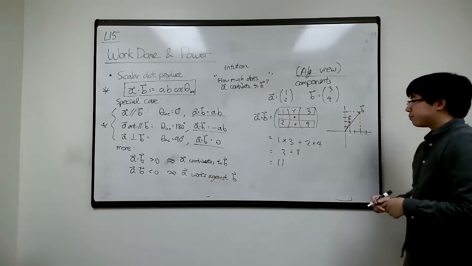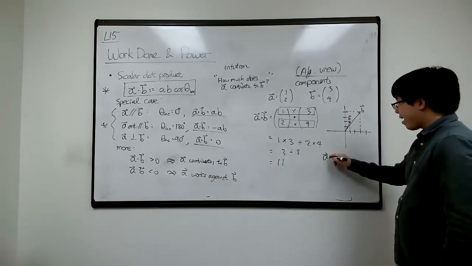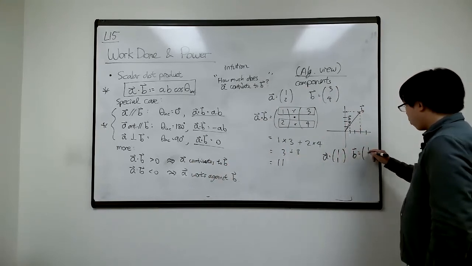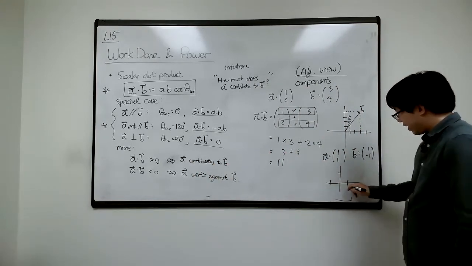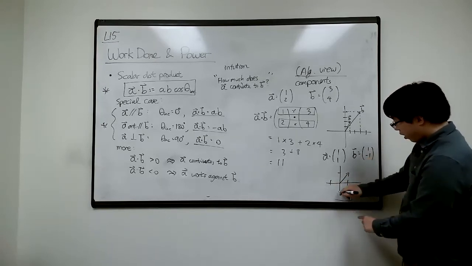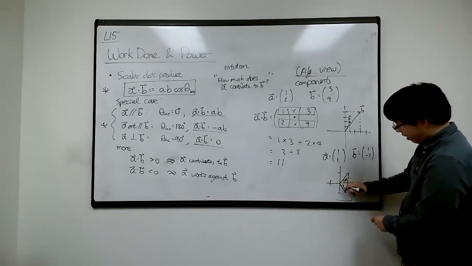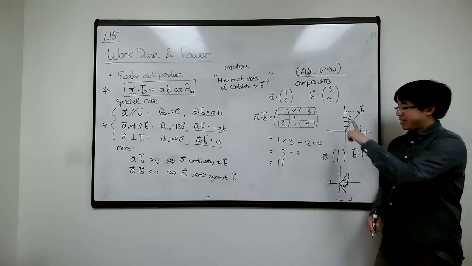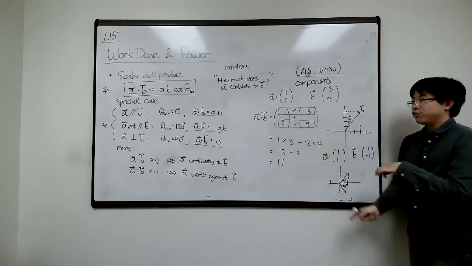Okay, so I'll let you try. What if A is 1, 1 and B is 1, minus 1? How would they look? So 1, 1 is 45 degrees this way. 1, minus 1 is 45 degrees this way. 45, 45, right? So they are now at right angles to each other. So I'll leave it as an exercise for you to quickly check: if you do this dot product, do you get a 0?